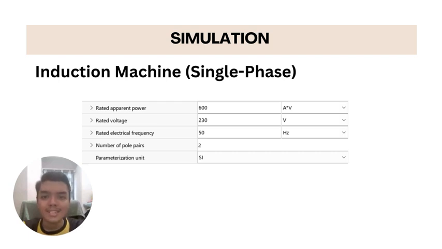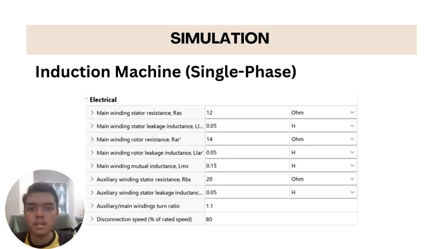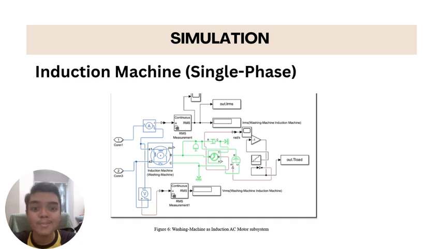The washing machine is represented using a single-phase induction motor model. Unlike other appliances, this model includes both electrical and mechanical dynamics, such as rotor speed and electromagnetic torque. This slide shows the internal configuration of the induction motor block in Simulink, where electrical input is converted into mechanical output. Here we can observe another part of the motor simulation setup, focusing on measurement and signal outputs.